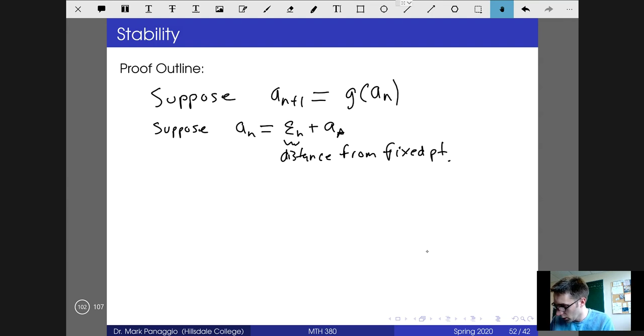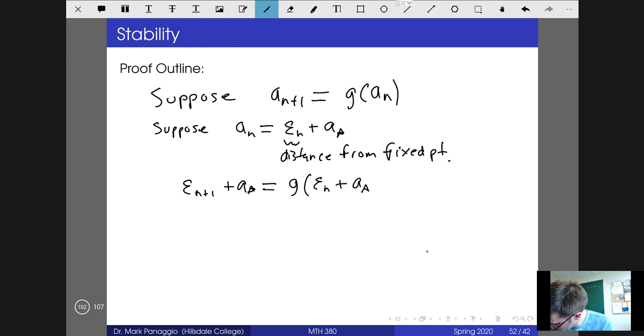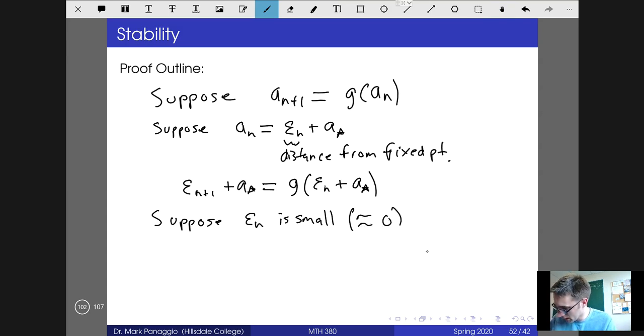Okay? So what I'd like to do is write down a difference equation for epsilon. All right? And so we could write down a difference equation as follows. On the left-hand side, we had a_{n+1}. And so we could say this is epsilon_{n+1} plus a star. And that has got to be equal to g of epsilon_n plus a star. And now let's suppose that epsilon is small. So it's close to 0, but it's not exactly 0.